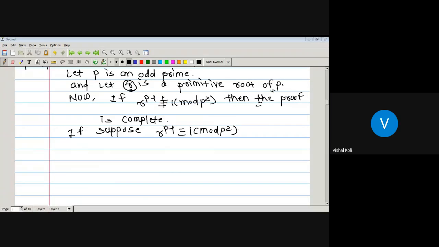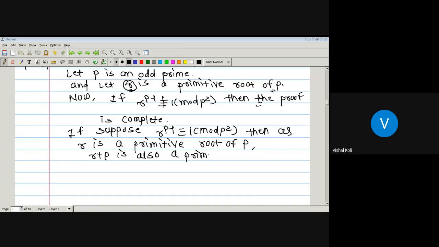Then, as r is a primitive root of p, r plus p is also a primitive root of p. So primitive root of p. Since over p, what is the value of r plus p?